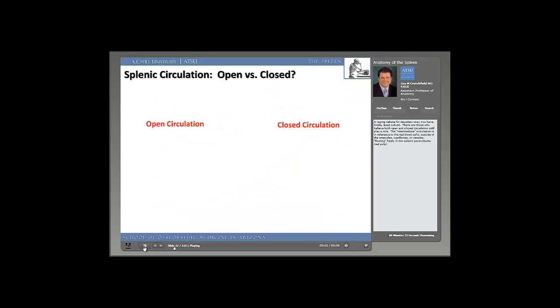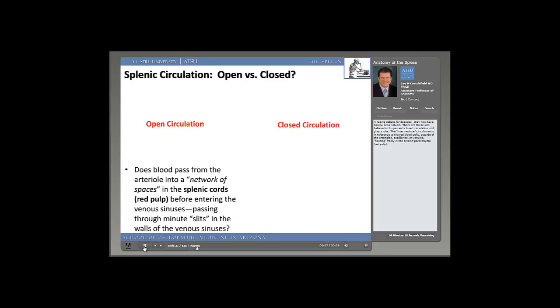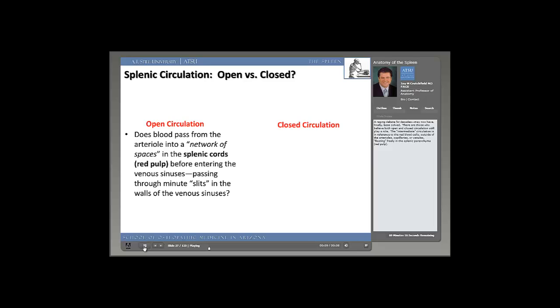So here's the age-old question. Does blood pass from the arteriole into a network of spaces in the red pulp or the splenic cords before entering the venous sinuses, passing through small slits in the walls of the venous sinuses? Or does it pass directly from the arterioles and their terminal capillaries directly into the venous sinuses? And if it is a closed circulation, how does the blood actually get filtered? We'll talk about this in a second, and then I'll explain why we actually care.